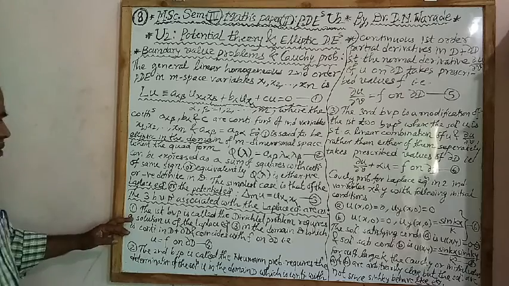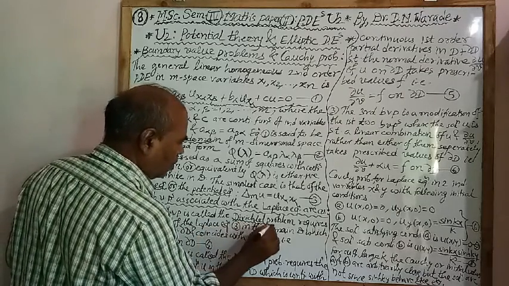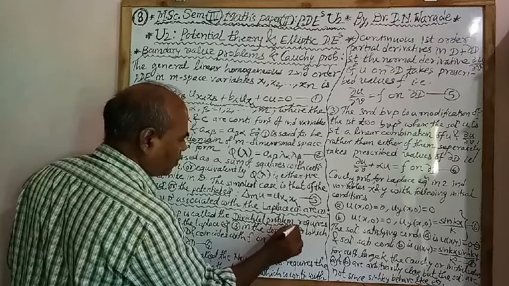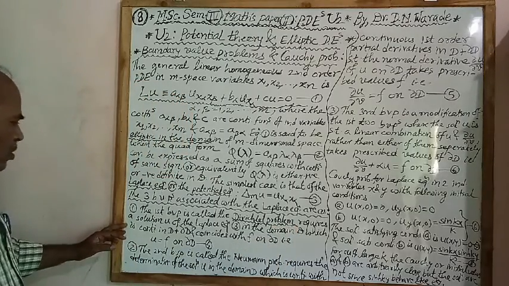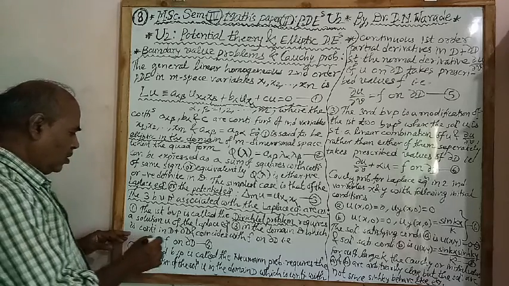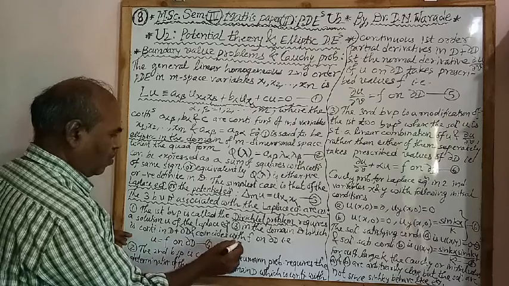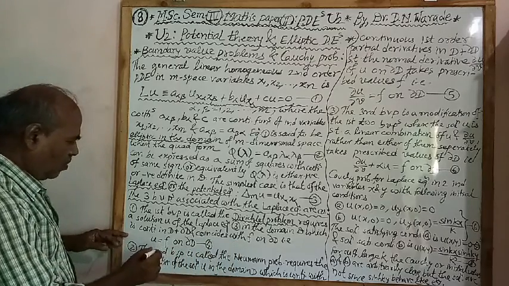The first boundary value problem is called the Dirichlet problem. It requires a solution u of Laplace equation 3 in the domain D, which is continuous in D plus ∂D, and coincides with f on ∂D, that is, u equal to f on ∂D.